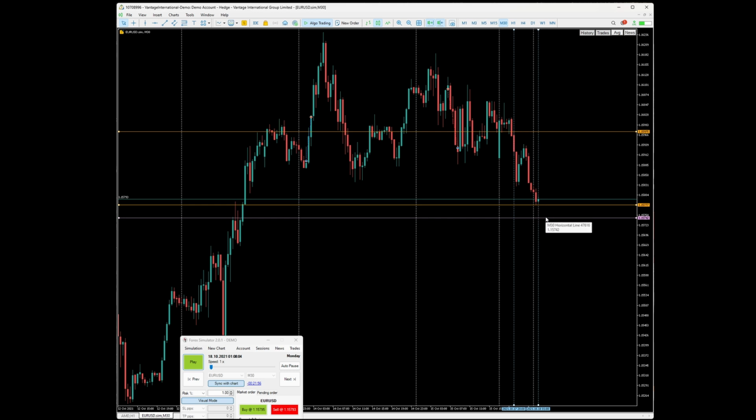So Asian range is mapped. We got the highs and the lows. We got the M15, in this case M30 high time frame POI, point of interest, where the price needs to go for us to enter and take this high.